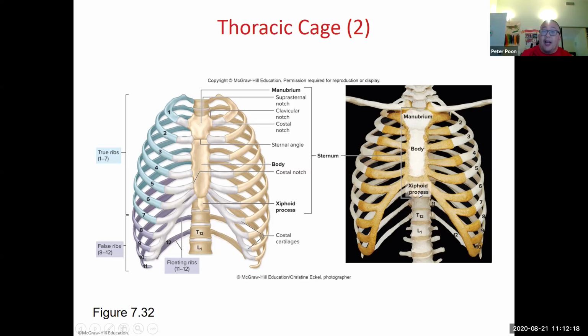The xiphoid or xiphoid process, sharp little stabbing sword. That thing right there is made out of cartilage until about age 40 when it finally ossifies into bone.